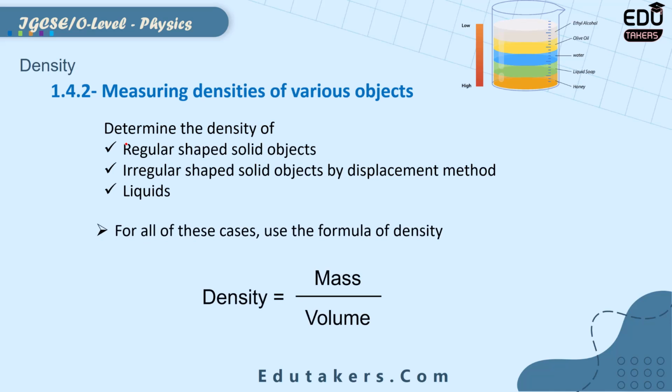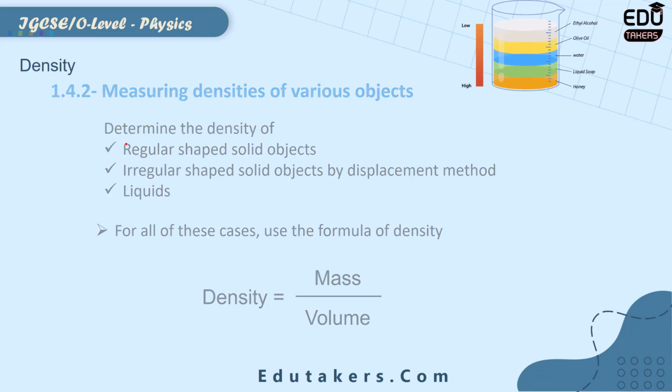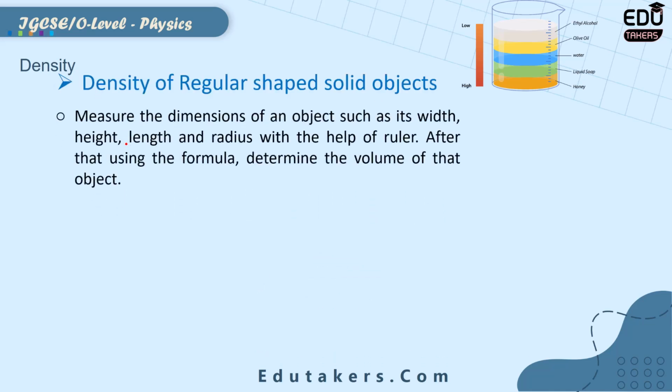Either you are calculating the density of a regular shaped solid object, or a liquid, or an irregular shaped solid object, in all of these cases you have to use the same formula for the density. So first of all, let's calculate the density of a regular shaped solid object. For that, you need to find out the volume and the mass.